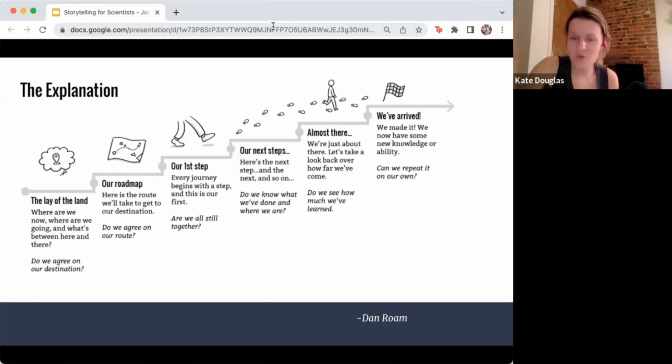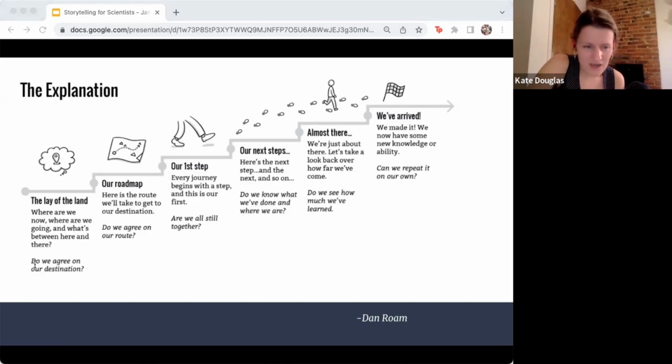And finally, we've arrived. I think these questions that Dan poses at the bottom are really evocative as you're shaping something in this structured line of, do we all agree on the destination, or do we, you know, let's see how much we've learned and can we repeat it on our own?